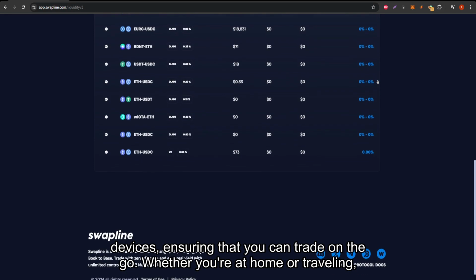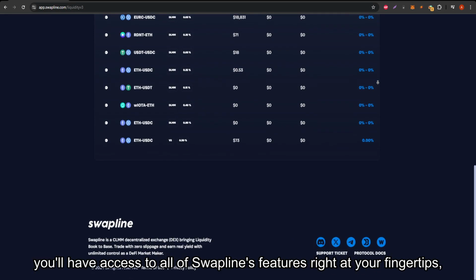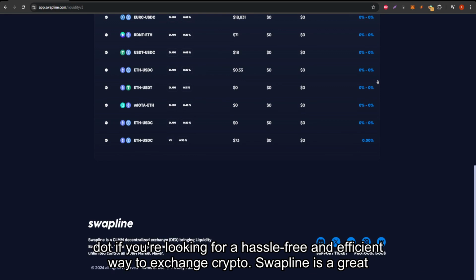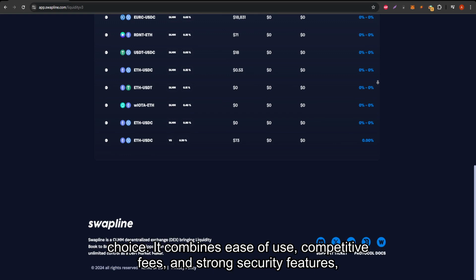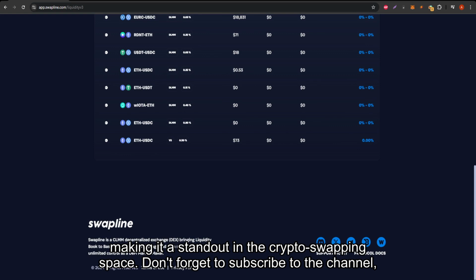Whether you're at home or traveling, you'll have access to all of Swapline's features right at your fingertips. If you're looking for a hassle-free and efficient way to exchange crypto, Swapline is a great choice. It combines ease of use, competitive fees, and strong security features, making it a standout in the crypto swapping space.